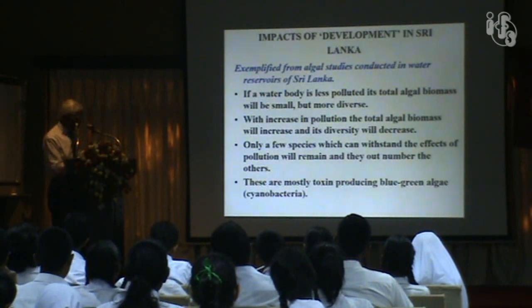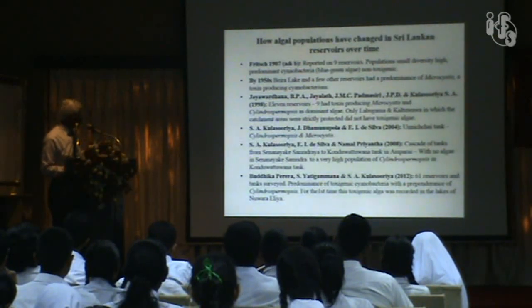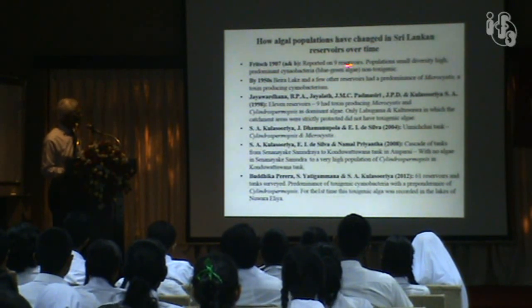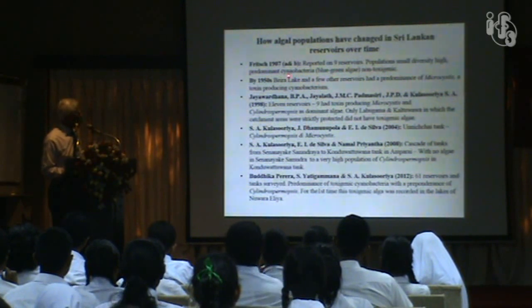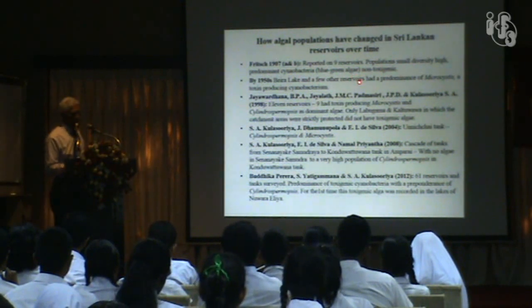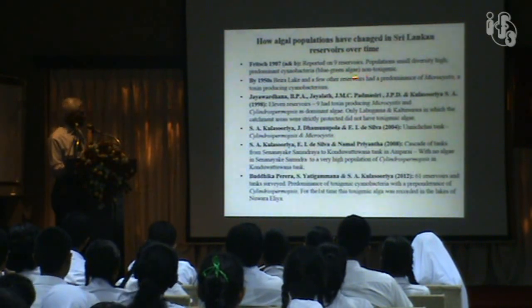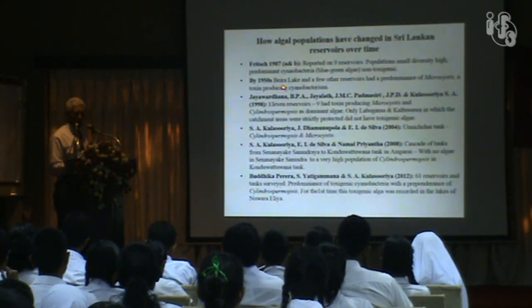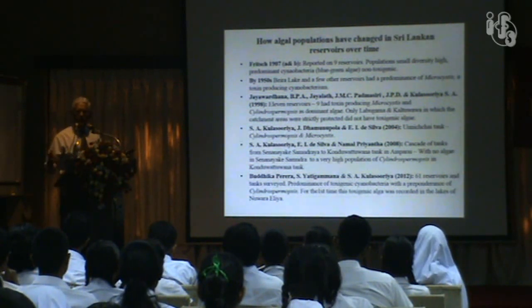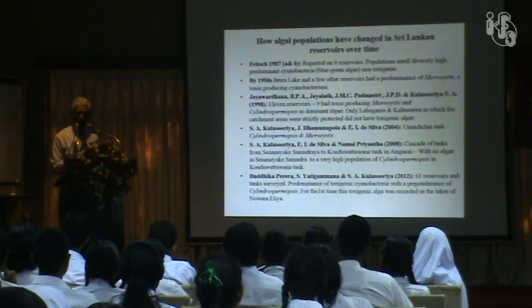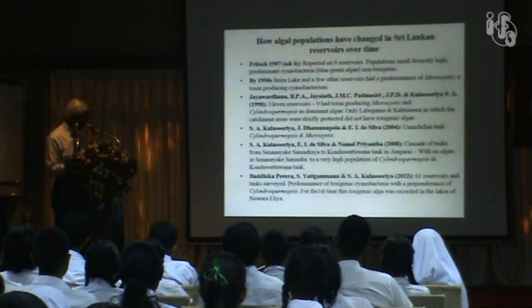So with that background, let's look at what has happened. In 1907, in published literature, when the British looked at our algae in nine reservoirs, they found populations were small, diversity high, and very few blue-green algae. They were all non-toxigenic. By 1950, we were all familiar with the Beira Lake in Colombo becoming green and scummy, and the bloom was a toxin-producing alga called Microcystis.